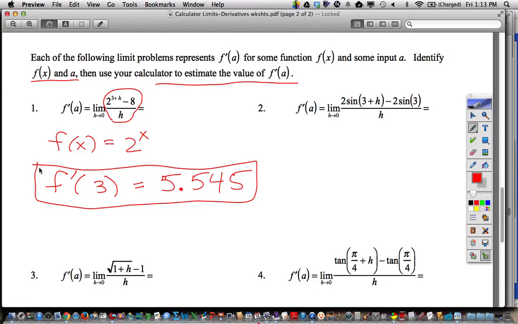It means the slope of what function? The 2 to the x function at 3. You see what I mean? This is a special limit. So we do the limit like we did yesterday. We look at the table. The cars are meeting at 5.545 as x approaches 0; we used x instead of h. But because it has this special look to it, this 5.545 also means the slope of this function at 3.